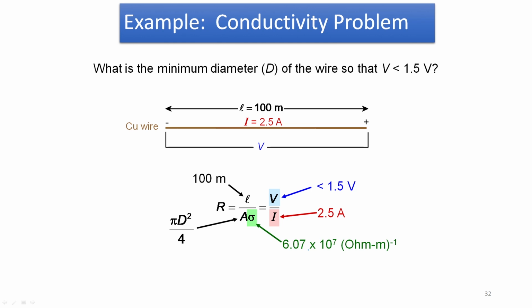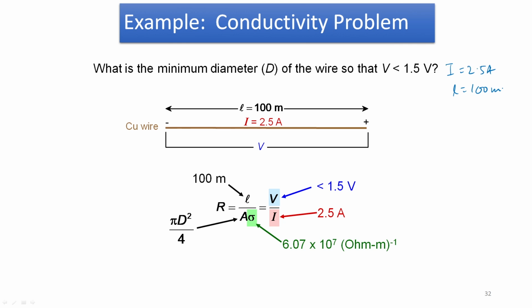Resistance is given as what? Resistance is given by L by A sigma, and for copper you know the conductivity already, 6.07 times 10 to the power 7, and A is given by pi d square by 4, and V is 1.5 volts, and you have to also mention here I is equal to 2.5 amps. Then only you can solve this problem. So, you know the length L is also given as 100 meter.